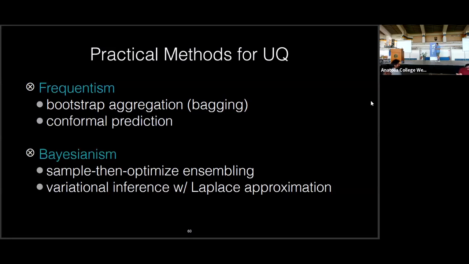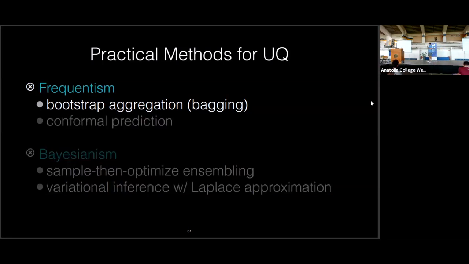Okay, so I'll be presenting four things. For frequentism, something called bootstrap aggregation or bagging, and also something called conformal prediction. For Bayesianism, I'll talk about sample then optimize ensembling and variational inference with Laplace approximations.